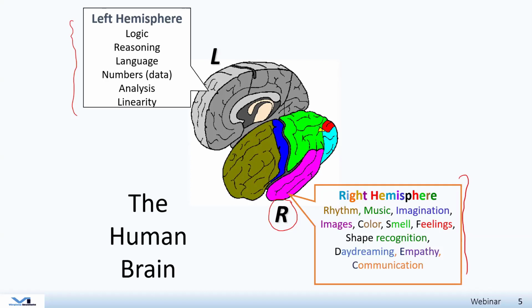If you are only good as a project manager being a right brain project manager only, communicating effectively with the stakeholders, leading them, empathizing with them, this is not enough again. You need to have a balanced approach between left and right brain functions.